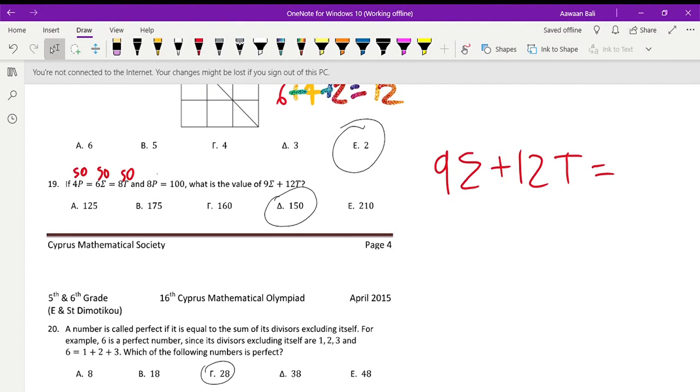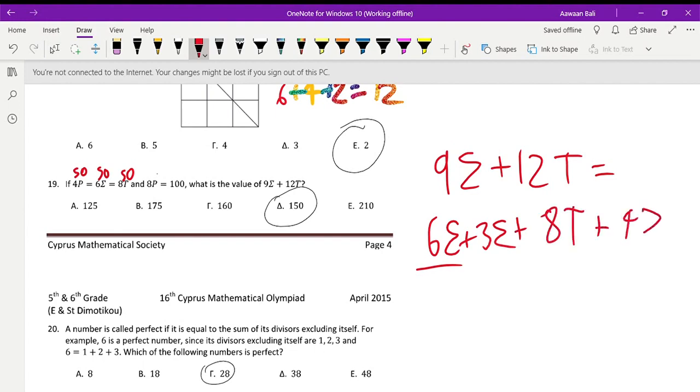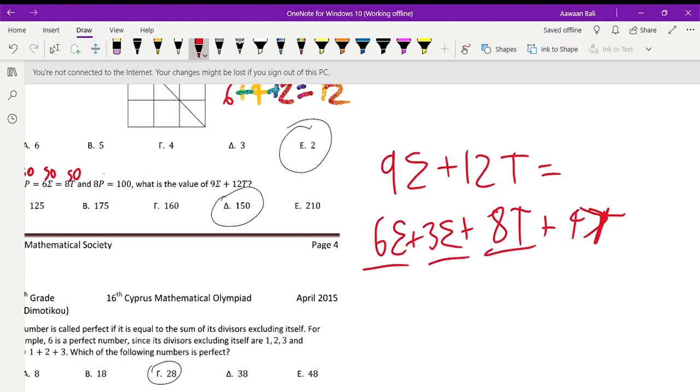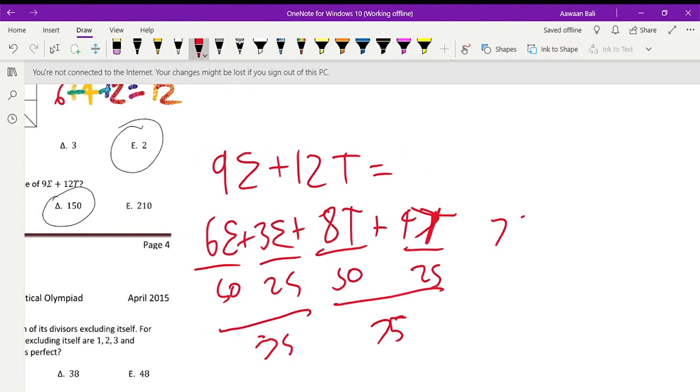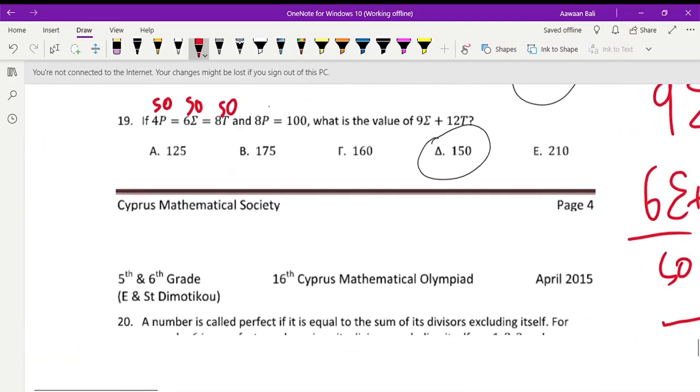Before, I wasn't exactly trying to make a hint, but anyways, 9 sigma would be 6 sigma plus 3 sigma, and 9 sigma was 50 as we said, and 12t was 8t plus 4t, and 8t was also 50, and so that means this would be 25, 50, 25, so they're both 75. Now, when you do 75 times 2, that's 150. So therefore, the answer is delta 150.